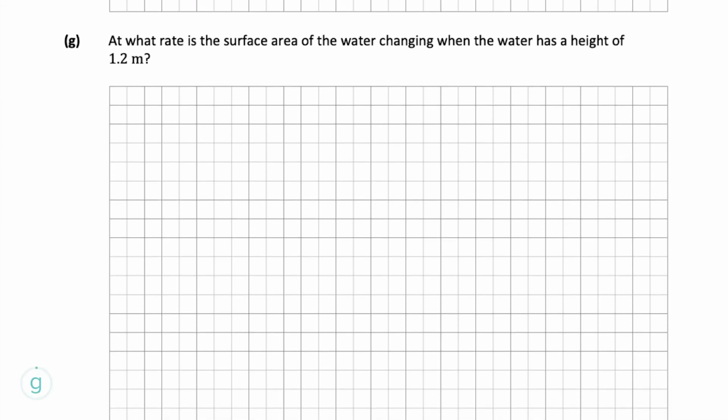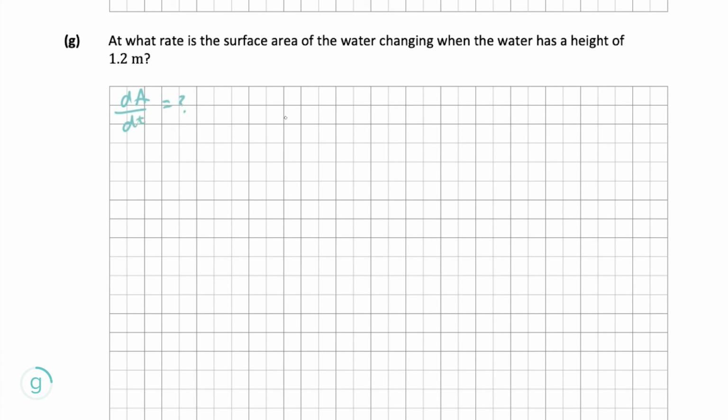And now on to part G. It says, at what rate is the surface area of the water changing when the water has a height of 1.2 meters? Okay, so this is another rates of change question. So we're going to take the same steps again of writing out what we want to know and what we already know, and then forming an equation. We want to know at what rate the surface area of water is changing with respect to time. So that's going to be dA/dt.